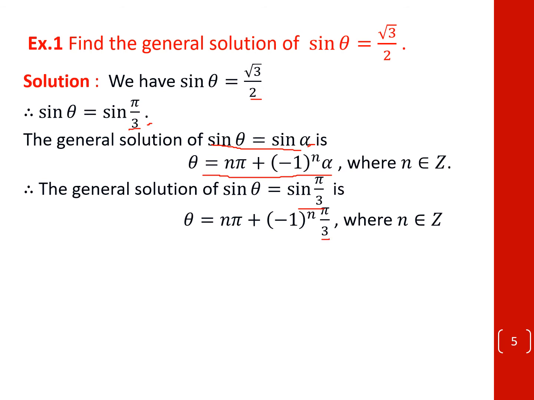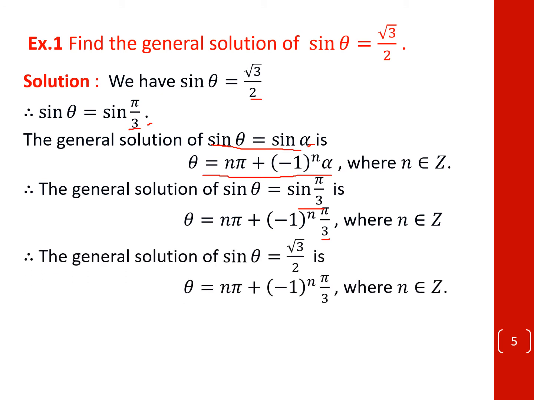Now, our example is in terms of sin theta is equal to root 3 by 2, so we will write the final answer in terms of that. Therefore, the general solution of sin theta is equal to root 3 by 2 is theta is equal to n pi plus minus 1 raised to n pi by 3, where n belongs to Z. Such types of examples are asked for MCQ or short answer questions for 2 marks.